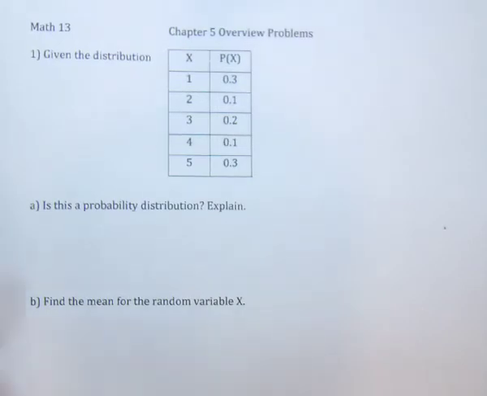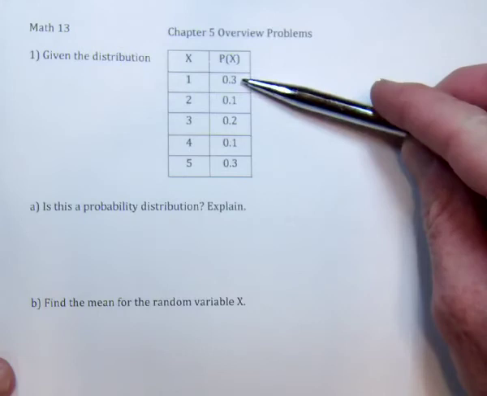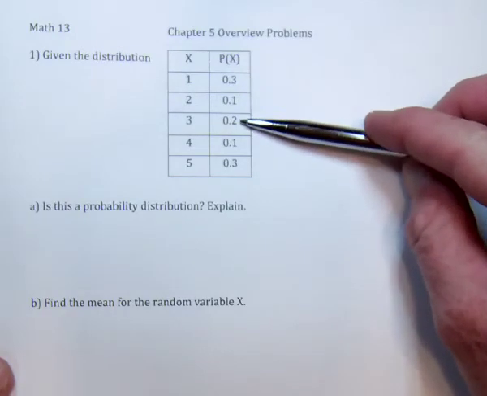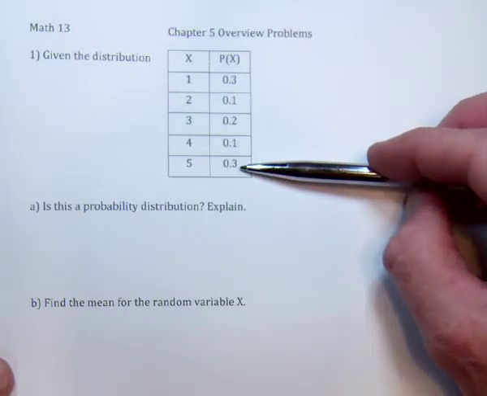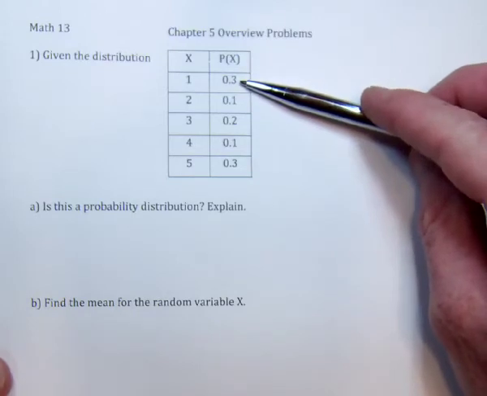Here we go for the Chapter 5 overview. So first of all, given this distribution, is it a probability distribution? Well, there's basically two requirements. One is all of the probabilities need to be between 0 and 1. With these all being 0 point something, it passes that part.